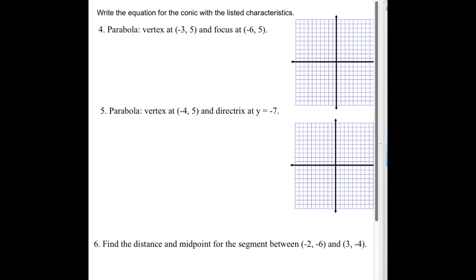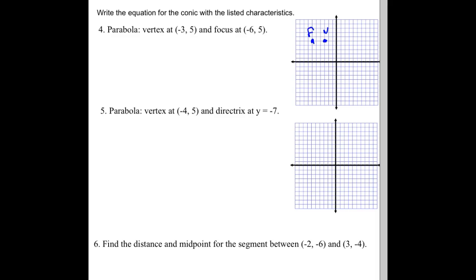All right, questions 4 and 5 ask you to write an equation for the conic from the characteristics that we have listed here. We're told it's a parabola. We are told it has a vertex at negative 3, 5. Okay, so let's plot that. And we're told it has a focus at negative 6, 5.